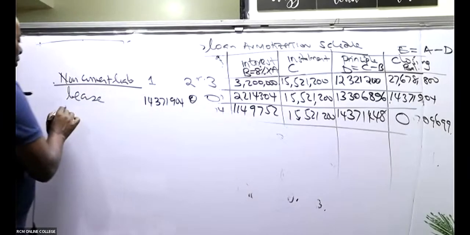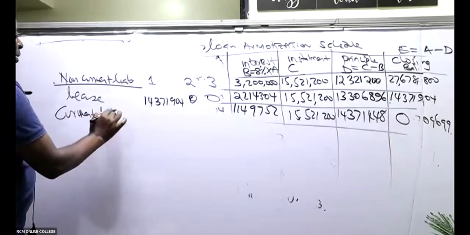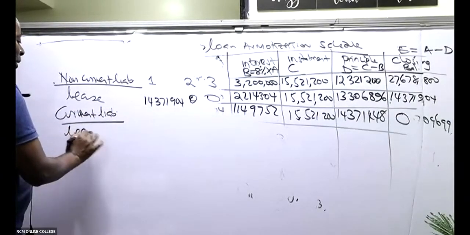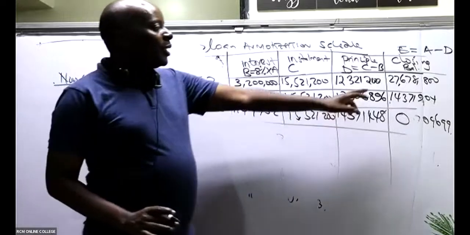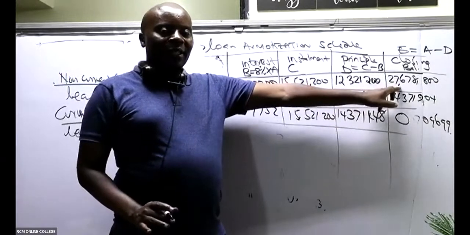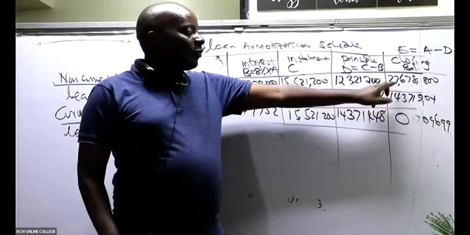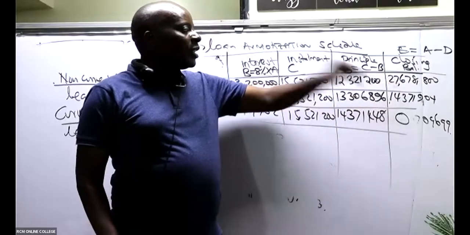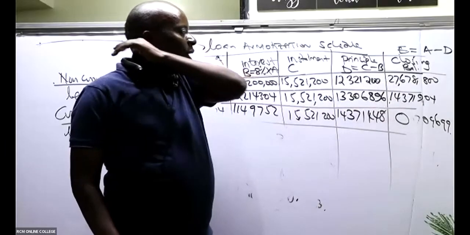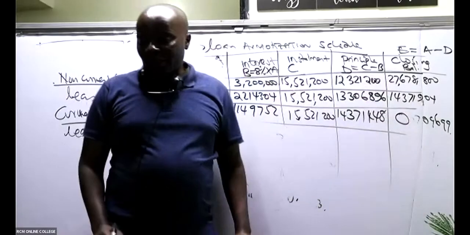And then now you come and ask yourselves, what about the current liabilities? Current liability. So in this case here, we call these the lease. So then we will ask ourselves, initially we had 27 million and something, but something must have been paid for us to arrive at 14. Can somebody give me the difference between this and this? Somebody take here 27,678,800, you say minus 14,371,904. Somebody please give me that.